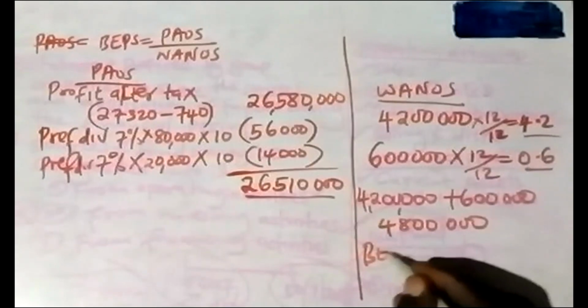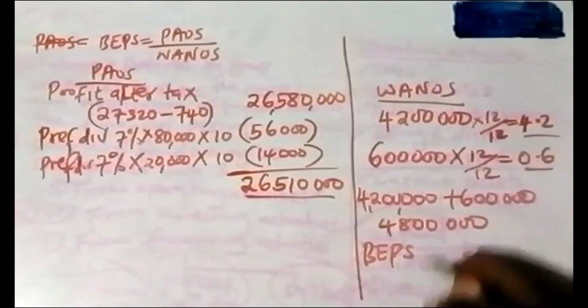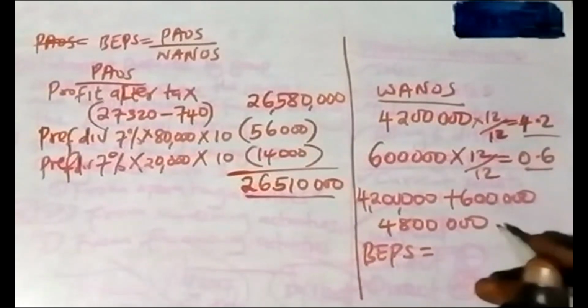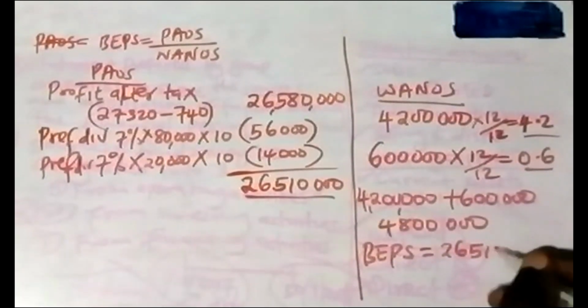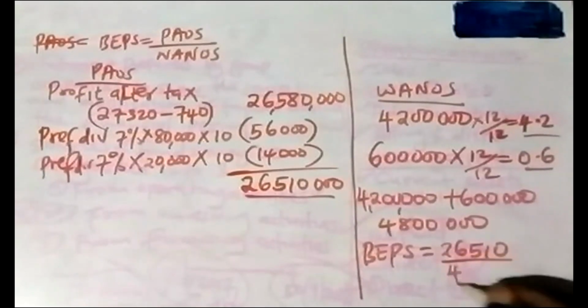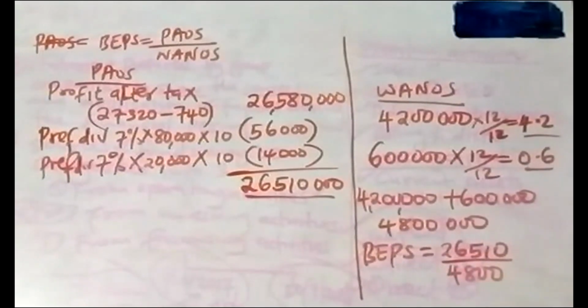So our basic EPS will be: you take 26,510, I can reduce it to thousands, and divide by 4,800. If you take 26,510 and divide, you get 5.52 shillings per share. So 5.52 per share. Any question?